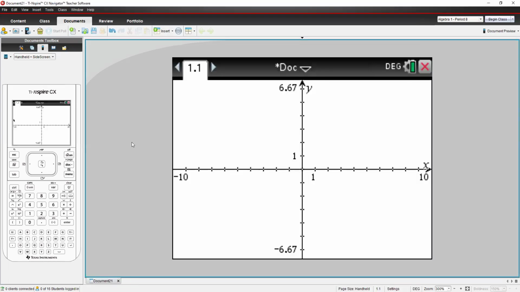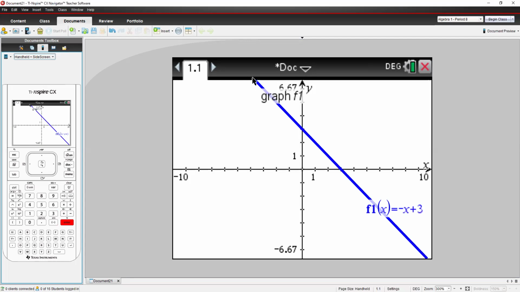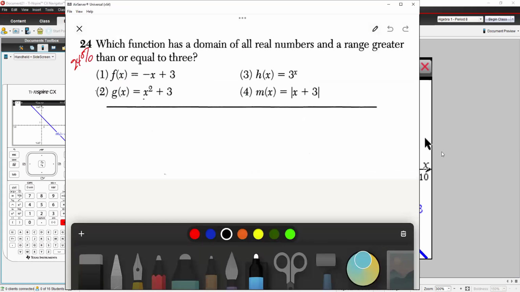I think I'm going to put each one of these on their own line so we can just do them individually. So the first one is a linear function, negative x plus 3. If you really know your functions, then you know that it's going off the page in both directions. So the domain is going to be negative infinity to positive infinity going this way, and the range is also going to be negative infinity to positive infinity. So that is not the answer though, because we want a range that's greater than or equal to 3. So it is not number 1.